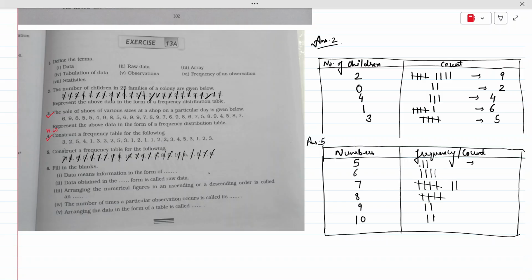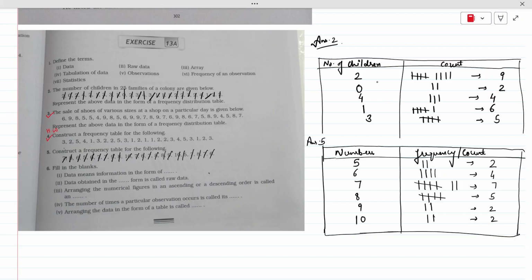So let us see how many times 5 is present. It is present 2 times. 6 is present 4 times. 7 is present 7 times. 8 is present 5 times. 9 is present 2 times and 10 is also present 2 times.